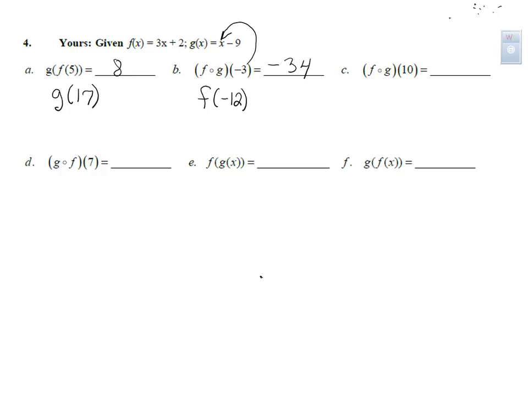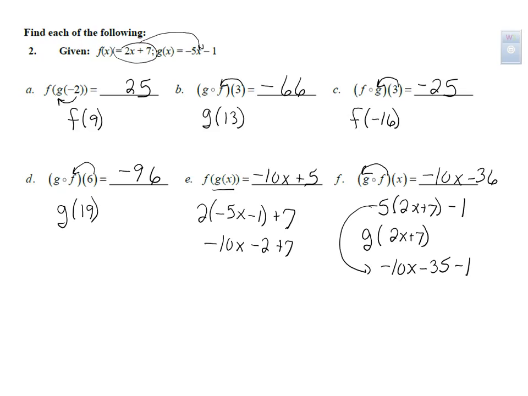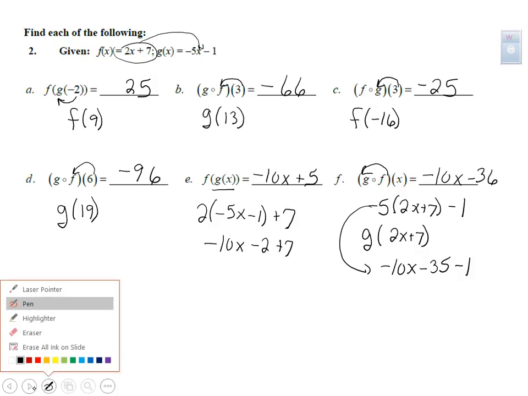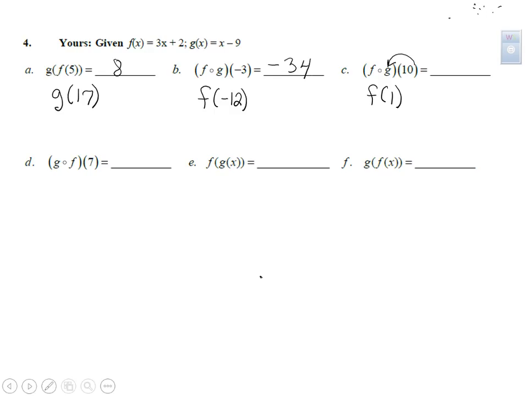Another easy one. F composition g of 10. I'm going to plug 10 into the function of g. And I'm going to get 10 minus 9 happens to be 1. So I've got f of 1. Go plug 1 into the function of f. 3 times 1 is 3, plus 2 is 5.